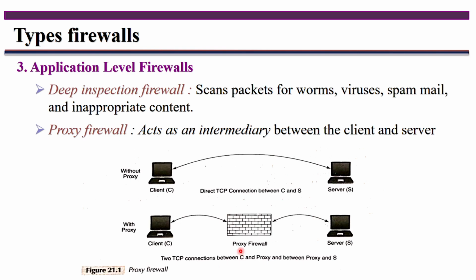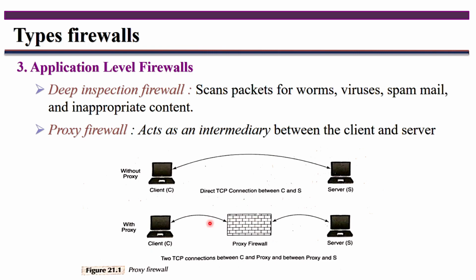What is a proxy firewall? If this client and server want to communicate, the client first has to establish a connection between the client and the proxy firewall, and next from the proxy firewall to the server. The server cannot communicate with the client directly. In that case, this firewall acts as a client and receives all the packets from the server. And whatever packets the client wants to send to the server, instead of sending directly, the proxy firewall acts as a server and receives the packets from the client.